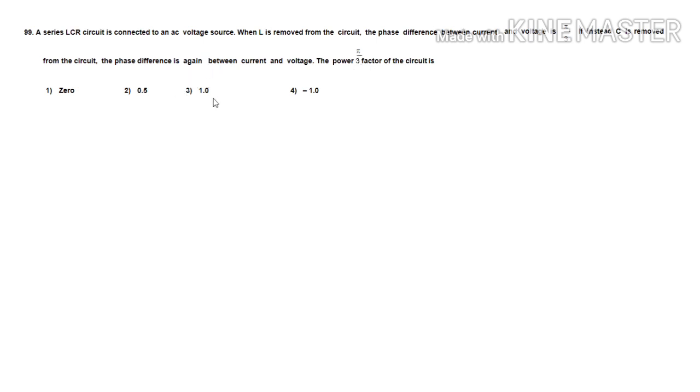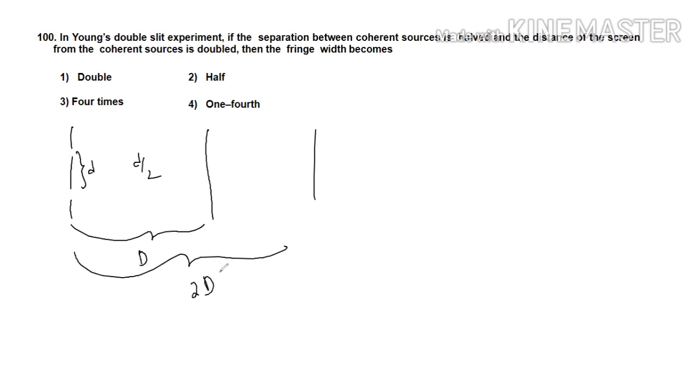Now we'll move to the next question. In Young's double slit experiment, if the separation between the coherent sources is halved. So initially the separation between the coherent sources will be d. Now it is halved, that means d by 2. And the distance between the source and the screen, capital D, from the coherent sources is doubled. Now it is doubled, that is 2D.